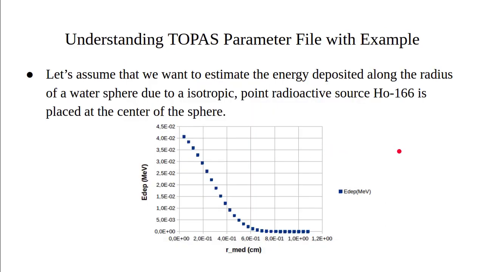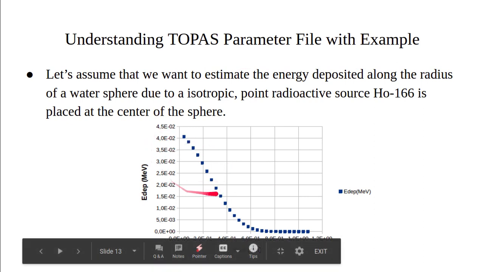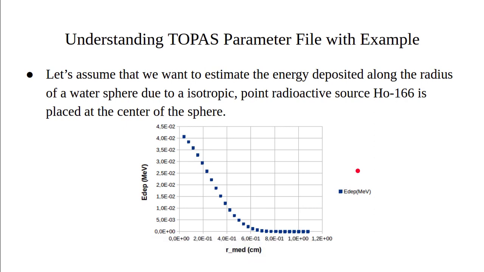So to understand the TOPAS parameter file, I prefer to use an example. In this presentation, I chose to estimate the radial energy deposited along the radius of this sphere when we put a radioactive point isotropic source of hafnium-166 at the center of the sphere. This is what I have estimated or simulated using TOPAS. So we expect to get a similar energy distribution. As the radius increases, there is a decrease in energy deposition, and the maximum energy is deposited near the source and minimum far from the source. So we expect to simulate the similar thing using TOPAS parameters.